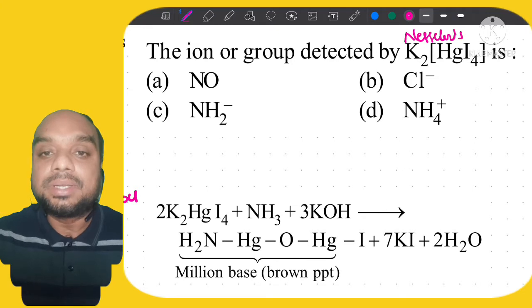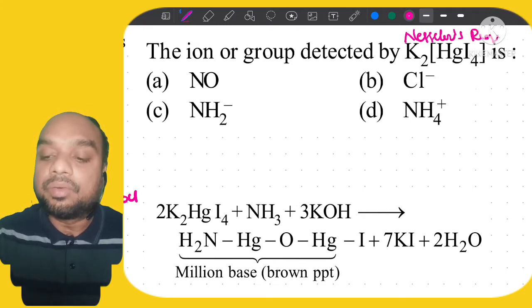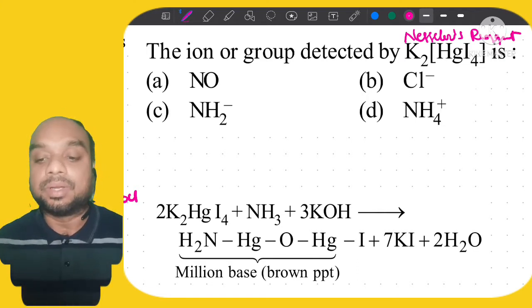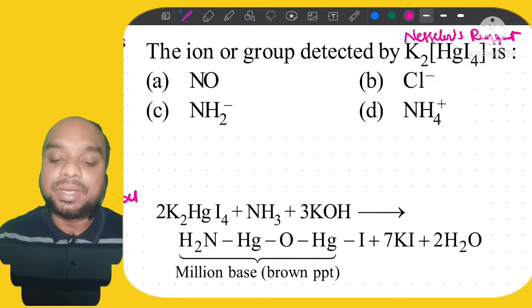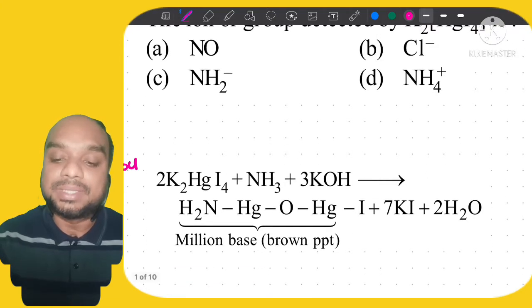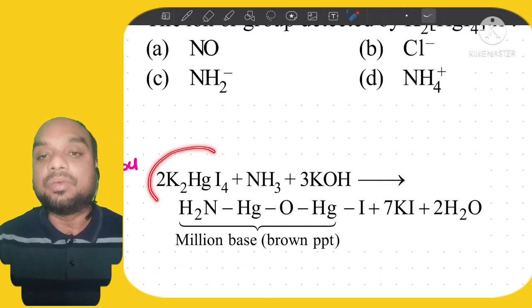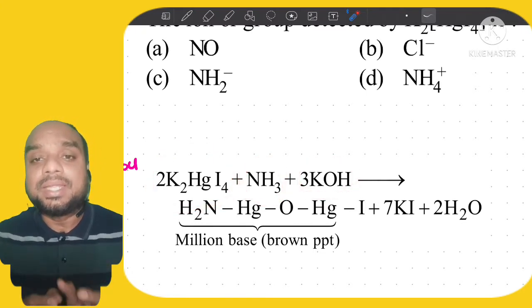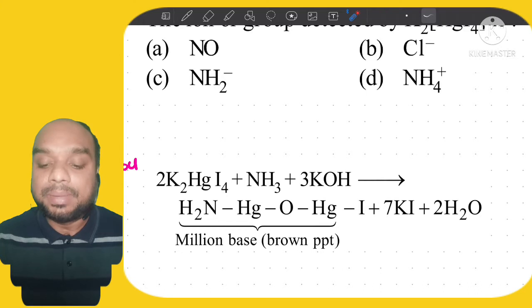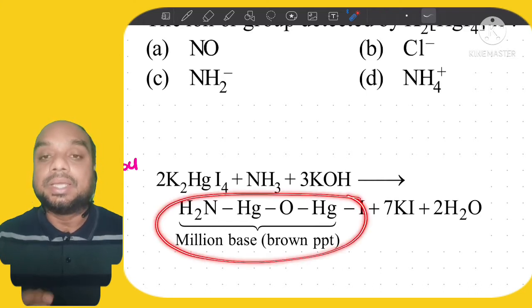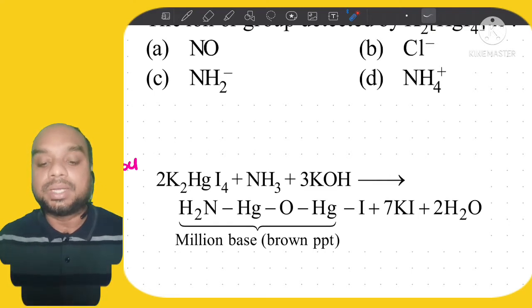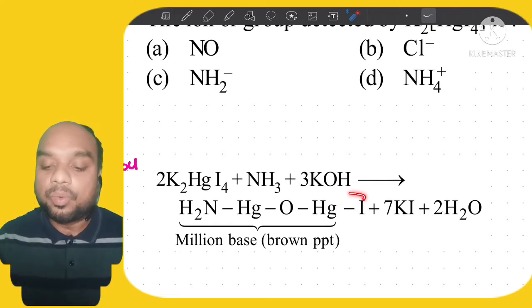For the practical chemistry, we will use this one. This is Nessler's reagent, which we use to detect ammonia gas. When Nessler's reagent, K2HgI4, reacts with ammonia in the presence of base KOH, we get Millon's base, NH2·HgO·HgI. That substance has a brown color.